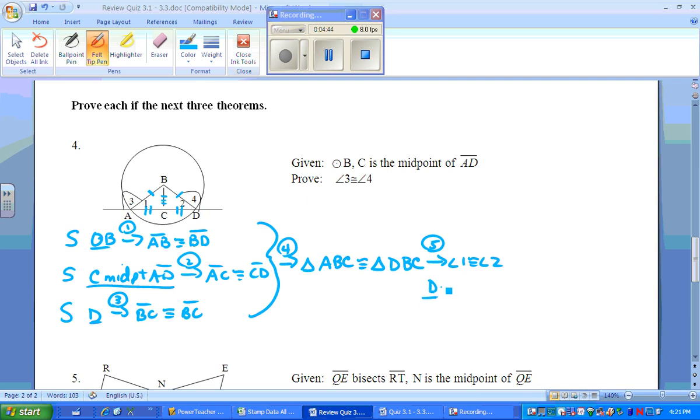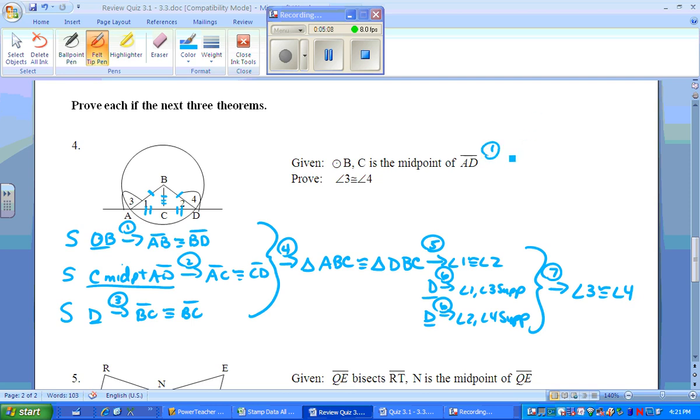So underneath here, we can say from the diagram, reason 6, angles 1 and 3 are supplementary. From the diagram, reason 6, we can say angles 2 and 4 are supplementary. These three together, reason 7, we have angles 3 and 4 are now congruent.